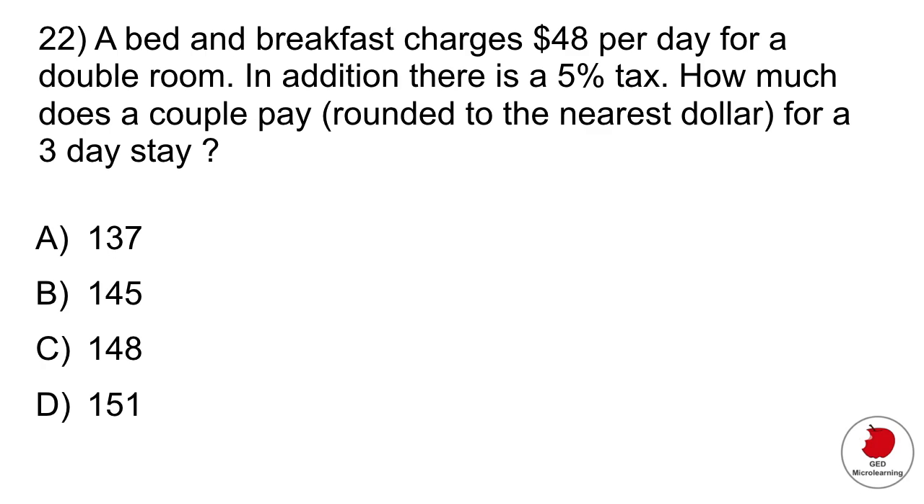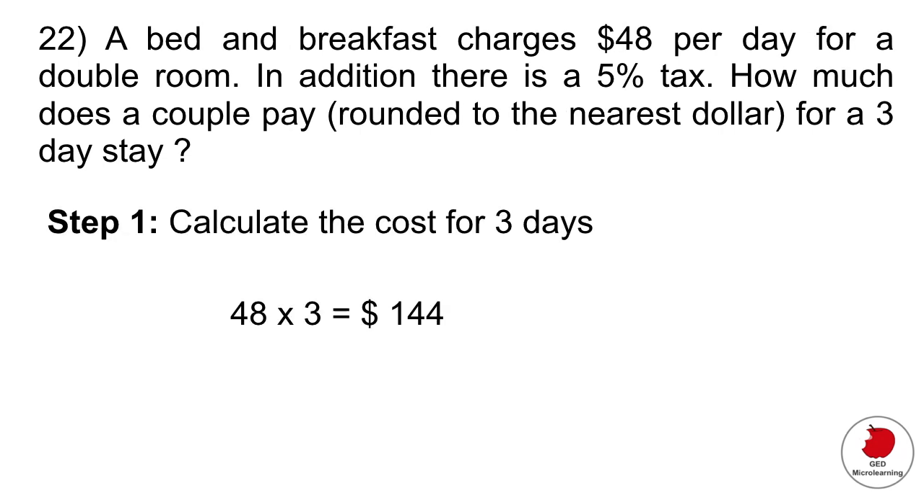A bed and breakfast charges $48 per day for a double room. In addition, there is a 5% tax. How much does a couple pay, rounded to the nearest dollar, for a 3-day stay? Okay, so the first thing you want to do is calculate the cost for 3 days. So you would take $48, which is the cost per day, multiplied by 3. That gives you $144.